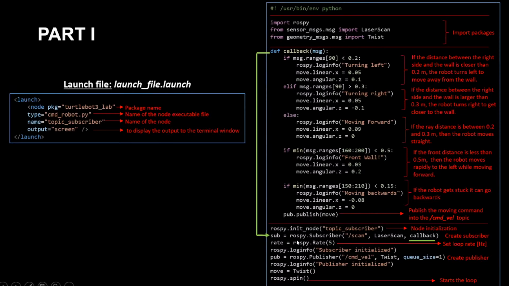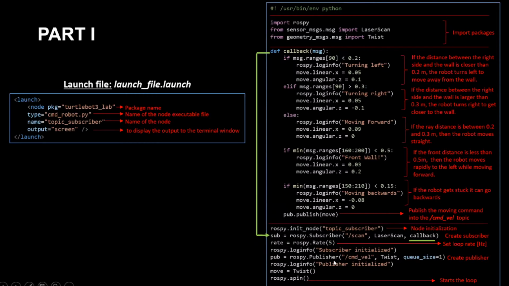What this script does is initialize the node, which is specified here in the launch file. Then we create a subscriber to the scan topic, which is of type LaserScan, and every time it receives new data, it will run the callback action defined here in the callback function. Then we set the loop rate, which is 5 Hertz in this case, which will be the refresh rate. And then we create the publisher.